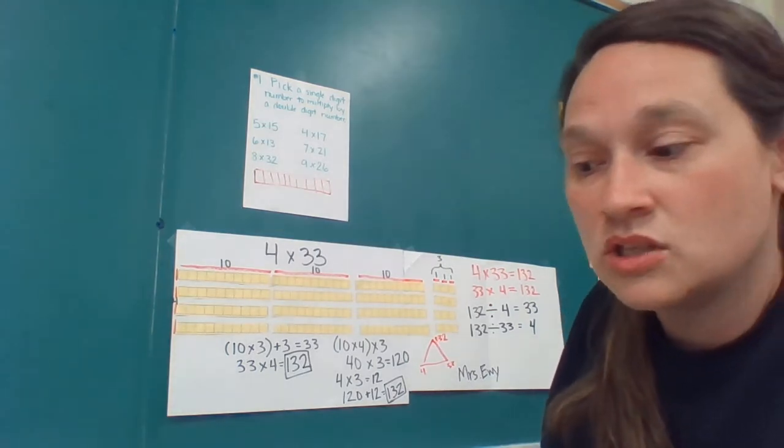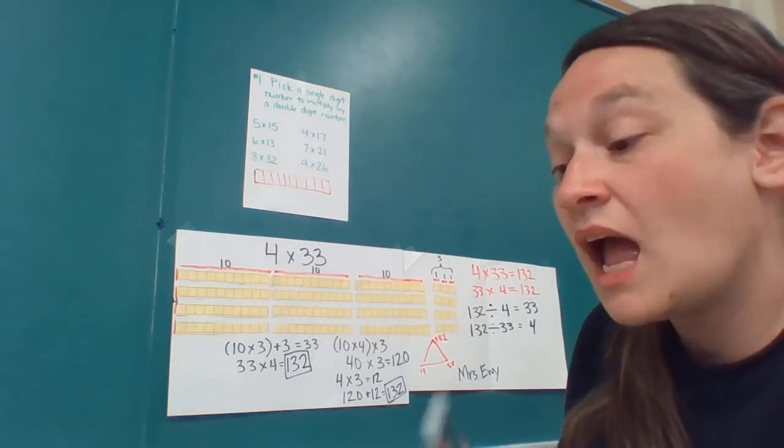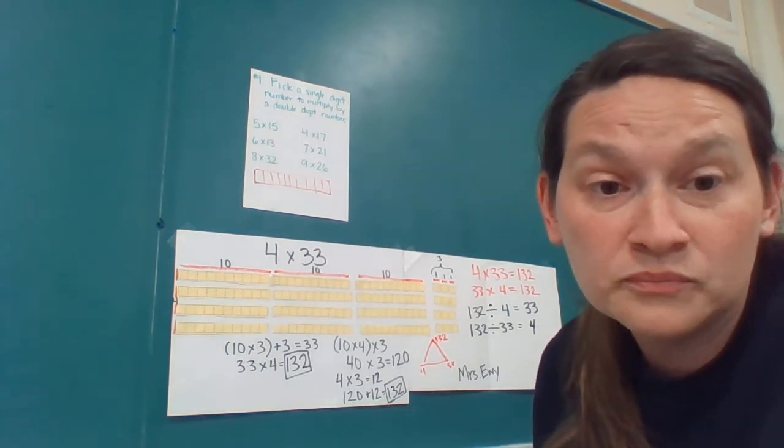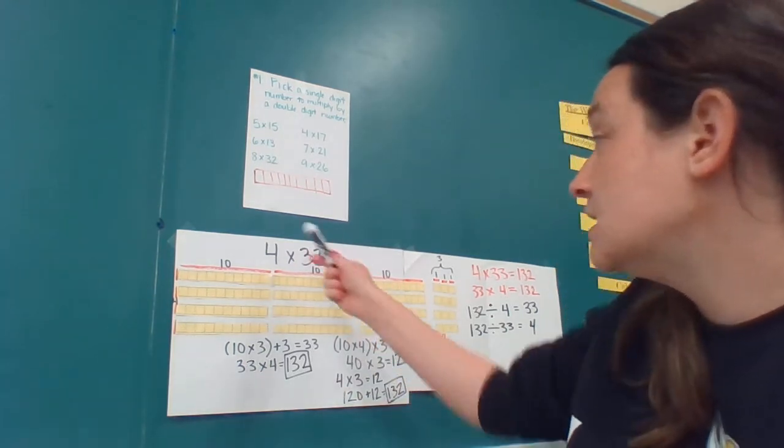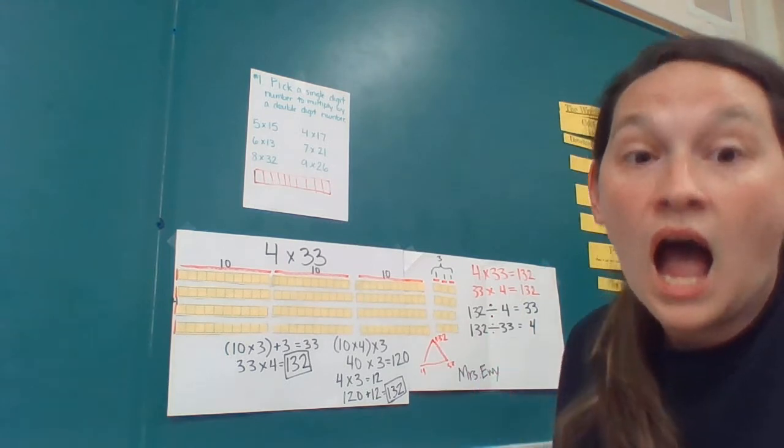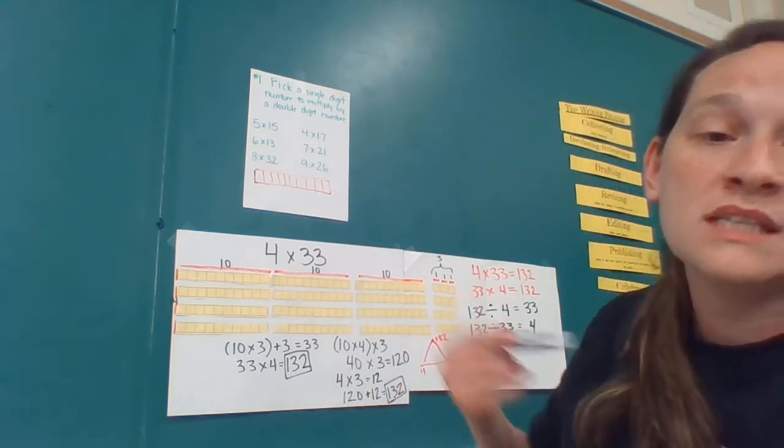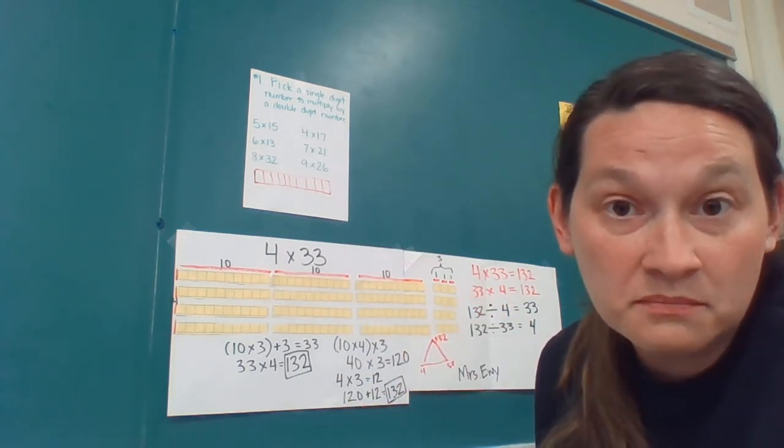I did that challenge. That one, I got that one. And you can even write a story problem. Okay. I had 33 donkeys. They each had 4 legs. How many legs were there all together in the field with all those donkeys?